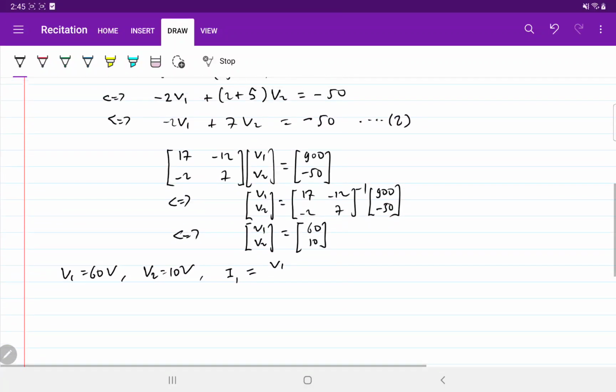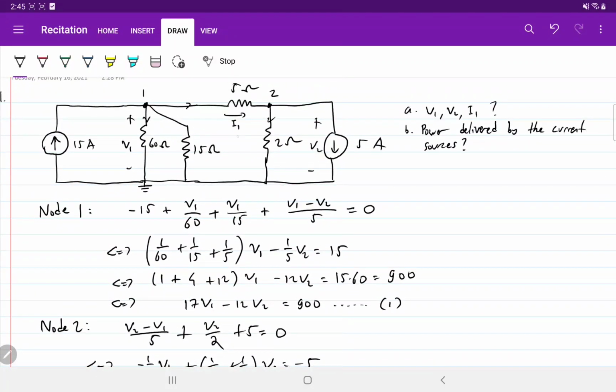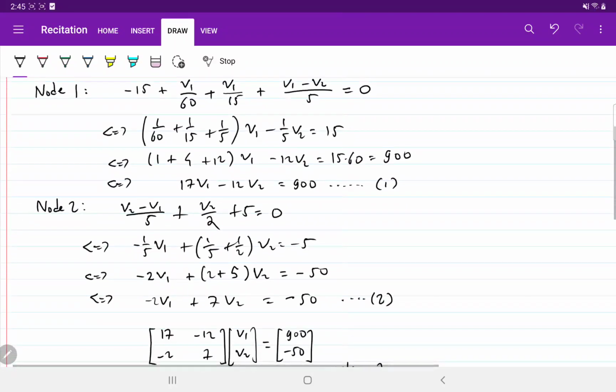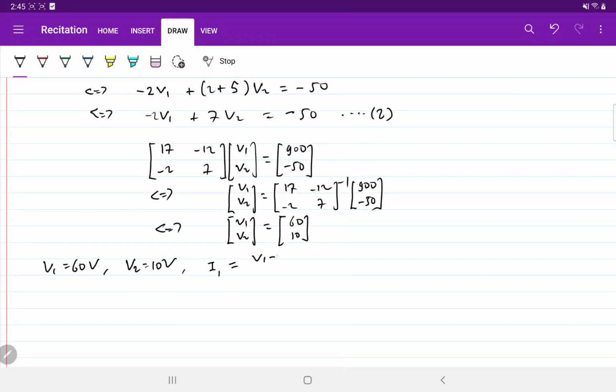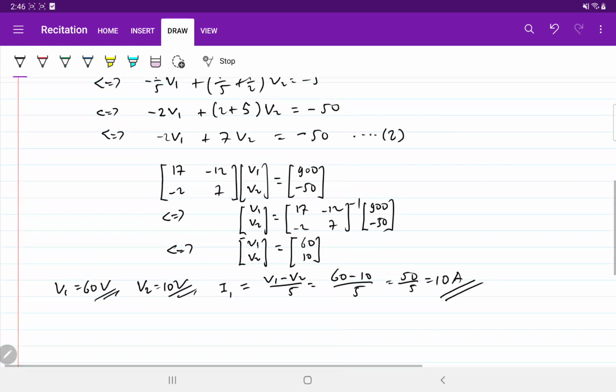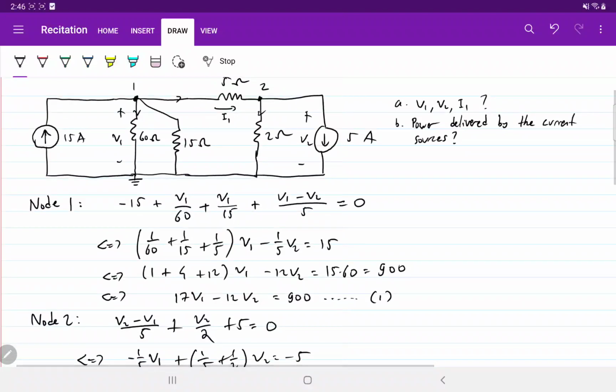By definition, I1 is here, right? I1 is (V1 minus V2) over 5, so (60 minus 10) over 5, 50 over 5 is 10 amps. Okay, so these are the solutions for part A.